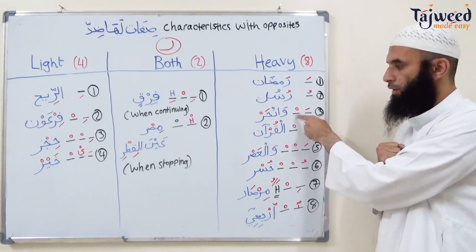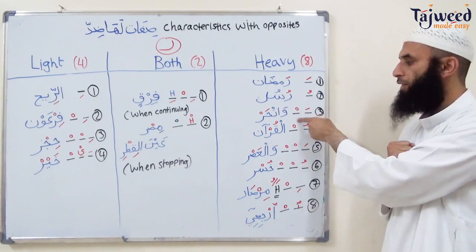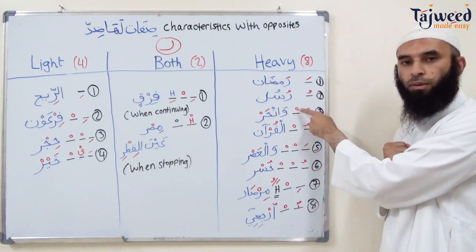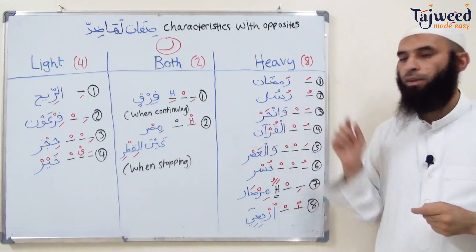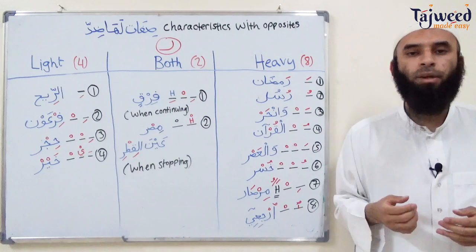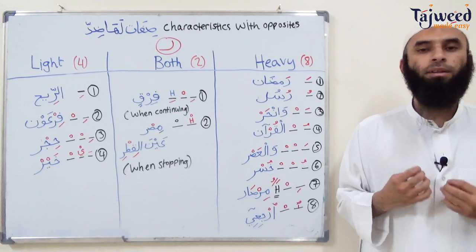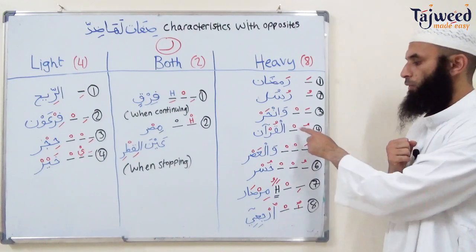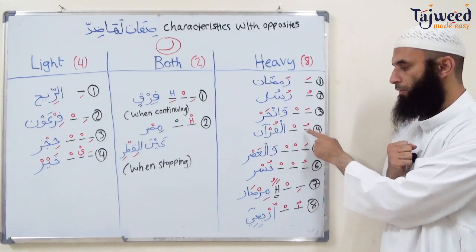When ra has a sukun, we have to look at the previous letter. If the previous letter has a fatha, so ra has a sukun and the previous letter has a fatha, like the word wanhar, we're going to pronounce ra in a heavy manner. Wanharu, wanhar.